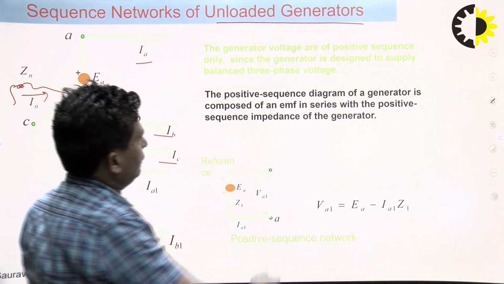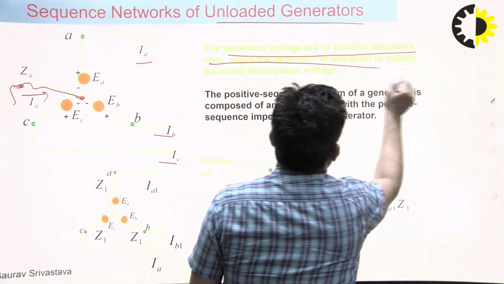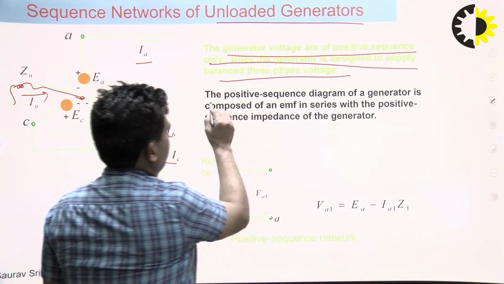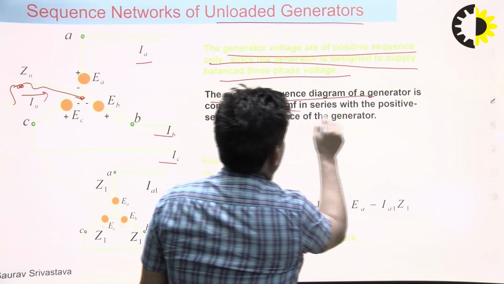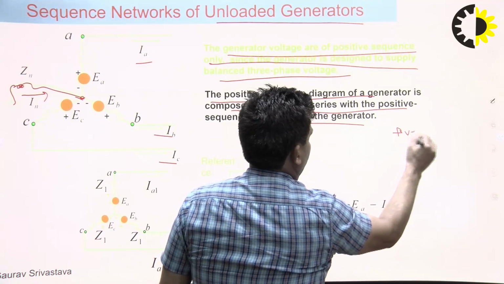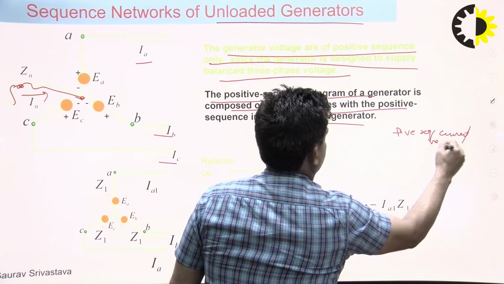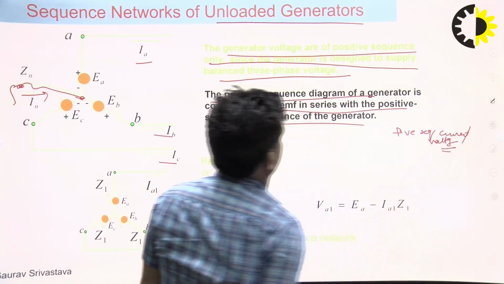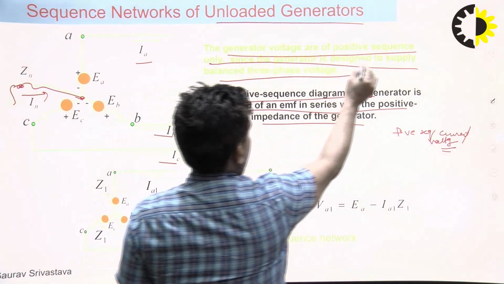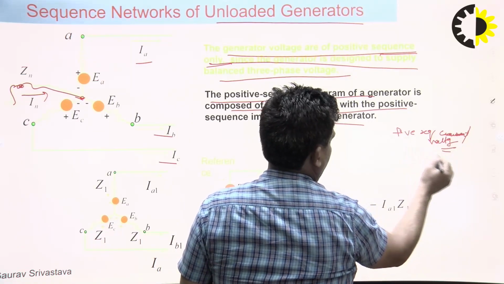The generator voltages are of the positive sequence only, since the generator is designed to supply balanced three-phase voltage. The positive sequence diagram of the generator is composed of an emf in series with the positive sequence impedance. So only positive sequence voltages are generated in the case of the alternator.